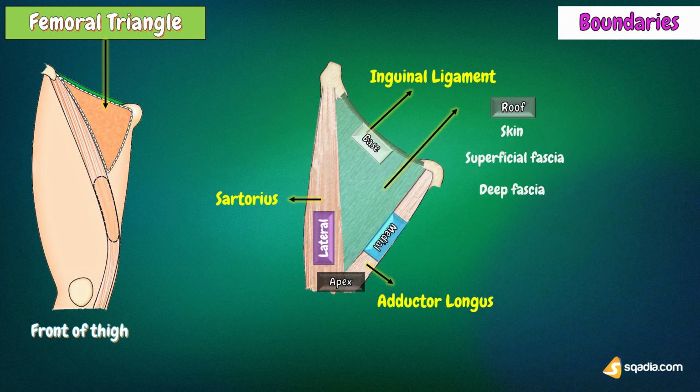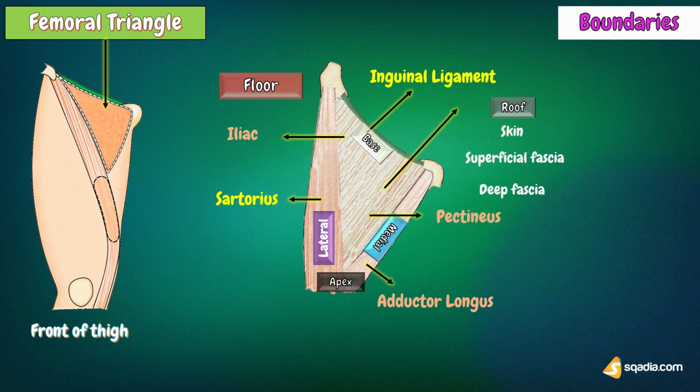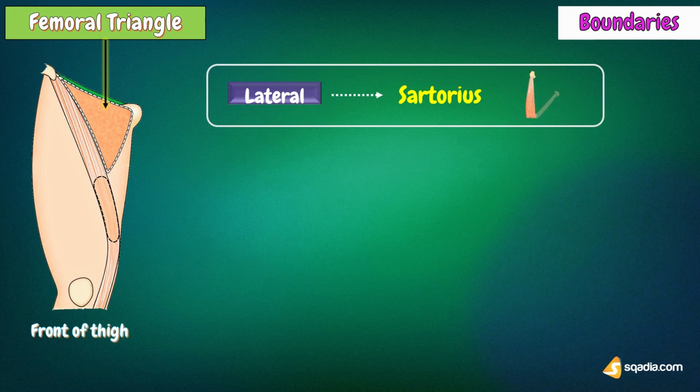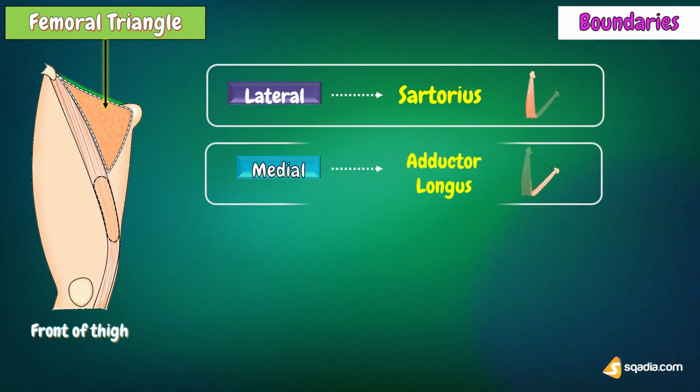The floor of the triangle is formed medially by the adductor longus and pectineus, and laterally by the psoas major and iliacus. So, to summarize, the lateral wall of the femoral triangle is made up of sartorius muscle, while the medial boundary is made up of adductor magnus muscle.